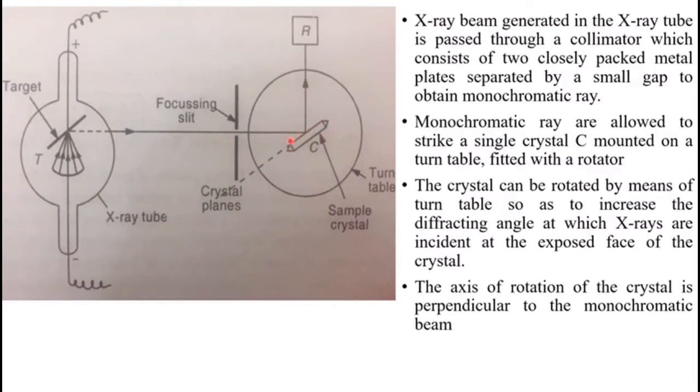Here in the rotating crystal method we are using a single crystal, and that crystal is mounted on a turntable. This turntable is fitted with a rotator, so the crystal can be rotated. So this is a turntable. It is fitted with a rotator. When the rotator is moving, this turntable also can be rotated. So the crystal can be rotated by means of the turntable.